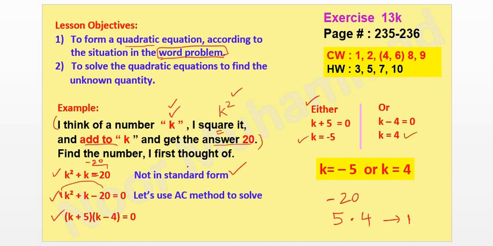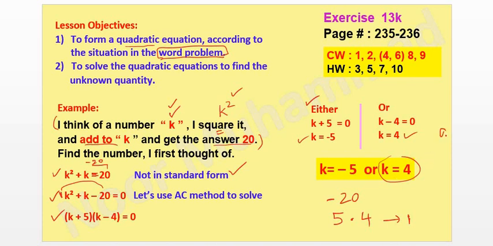Here they didn't specify whether you think about a positive number or a negative number. But in some of the questions, it will be specified that I think about a positive number. Then this will be our answer. And remember, whenever you write the answers, in most of the questions you will get 2 answers like this.